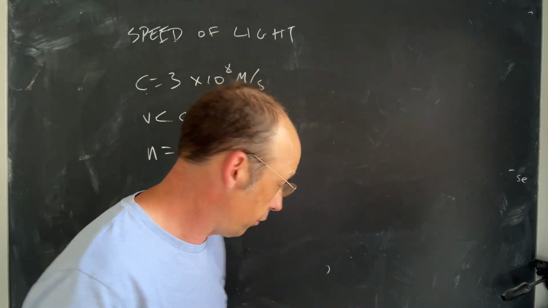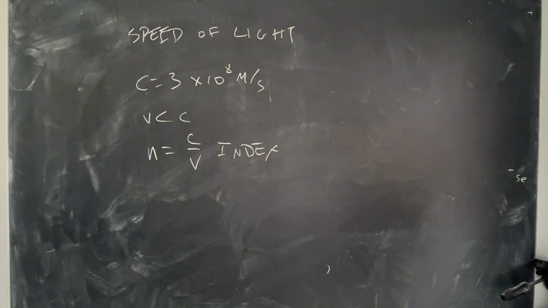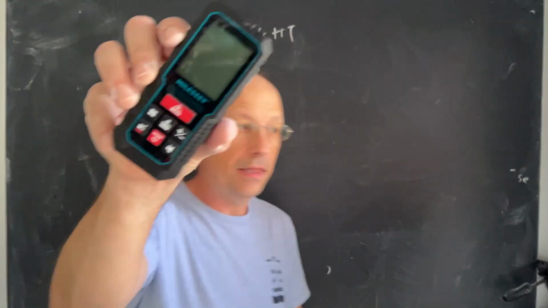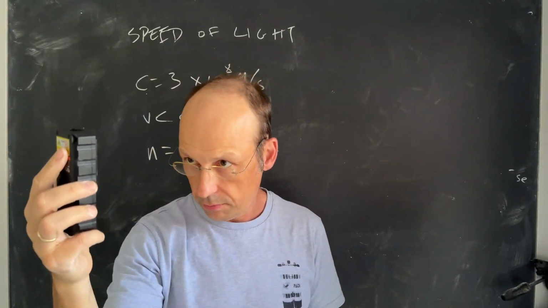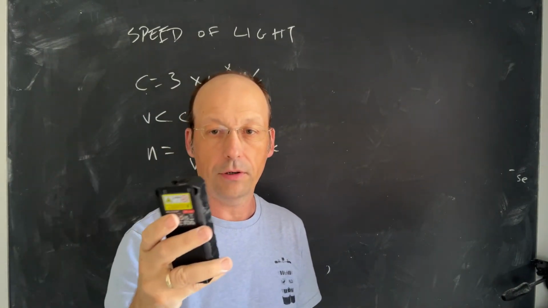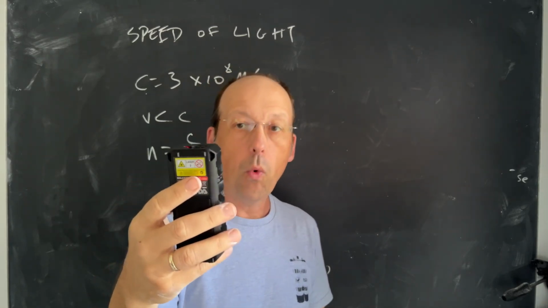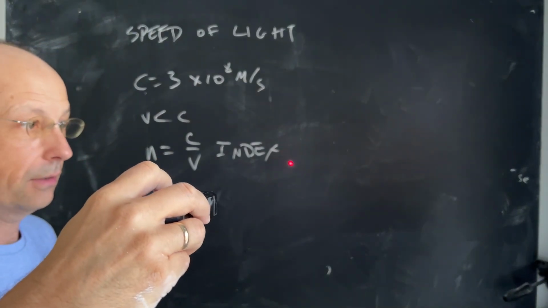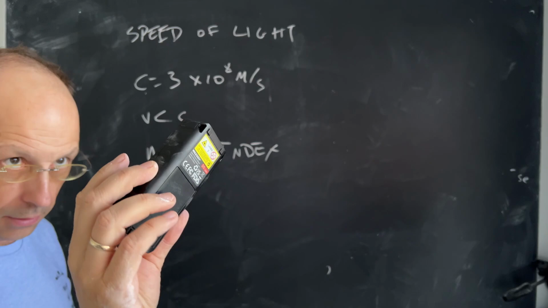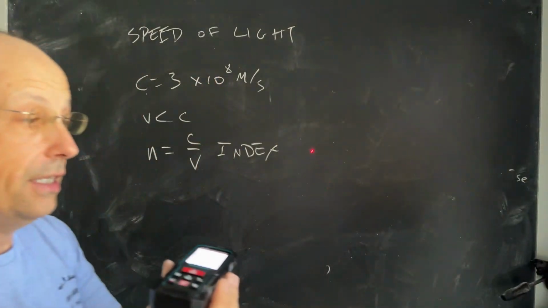I do have another speed of light demo, and we can kind of see it. I'll pop it over here. This is a range finder. It's kind of cool. I don't know what brand it is. So I'm going to turn this on. Okay, it's on. And what it does is if I point it at something like this with a laser, and I measure, it says 0.91. It tells you the distance from here to there.